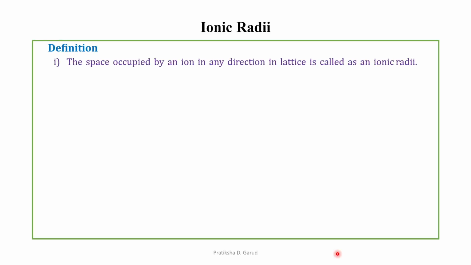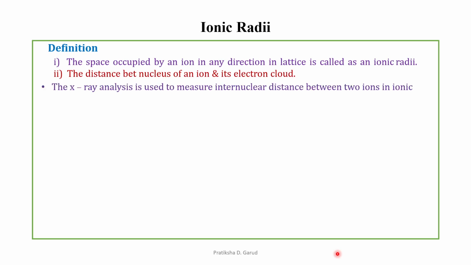The first definition is: the space occupied by an ion in any direction in a lattice is called the ionic radii. Or the second definition is the distance between the nucleus of an ion, that means the central place, and its electron cloud, is known as the ionic radii.